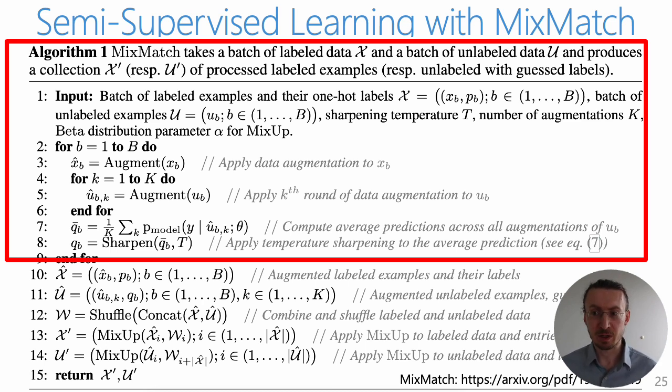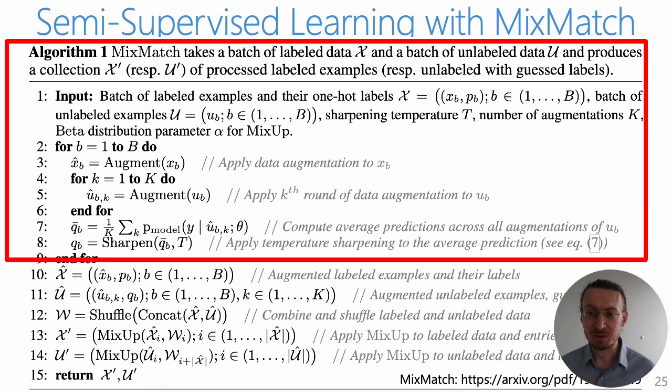Then MixMatch produces a collection X prime of processed labeled examples and a collection U prime of processed unlabeled examples with guessed labels. We augment each labeled example. We also augment each unlabeled example, but in this case not once, but K times. Usually K is set to 2 in MixMatch. Then we assume that we have a current model P trained initially only on labeled examples, and after the first round of MixMatch it is trained on the newly augmented labeled examples and the augmented newly labeled examples from set U that were initially without labels.